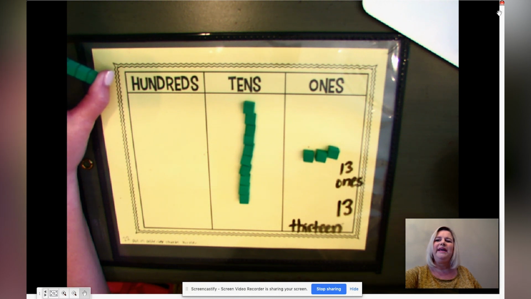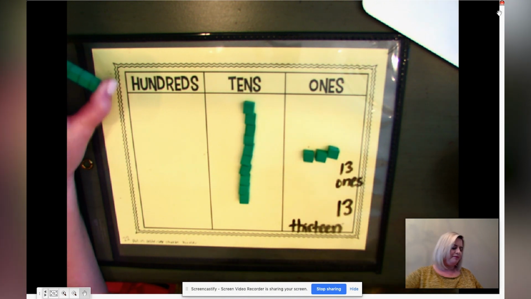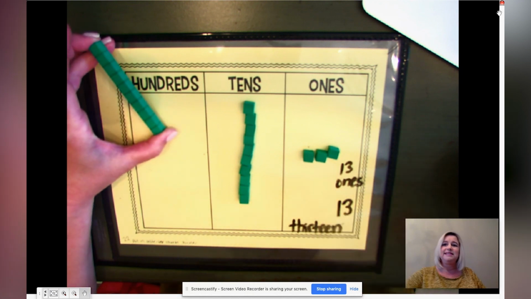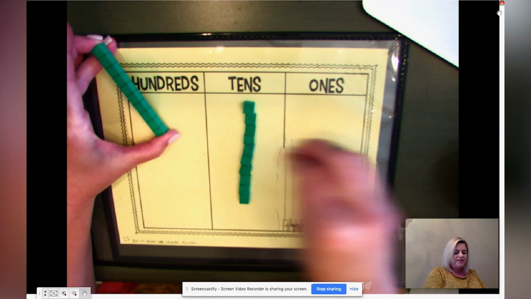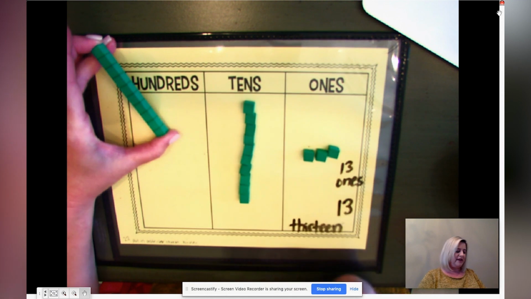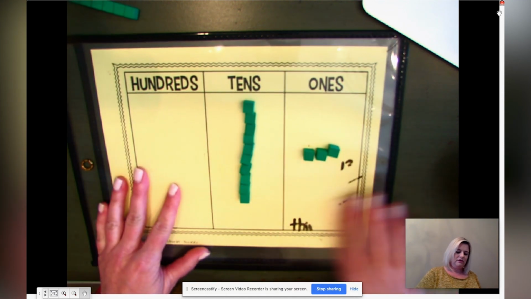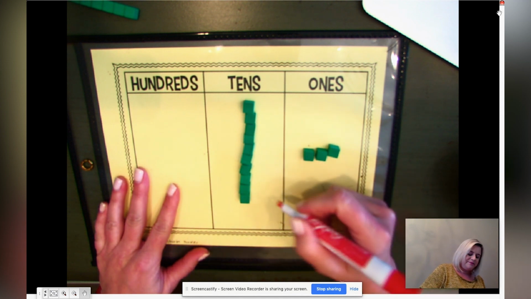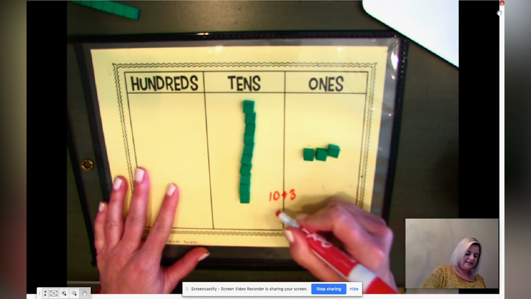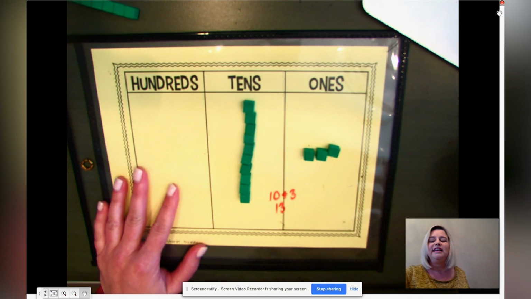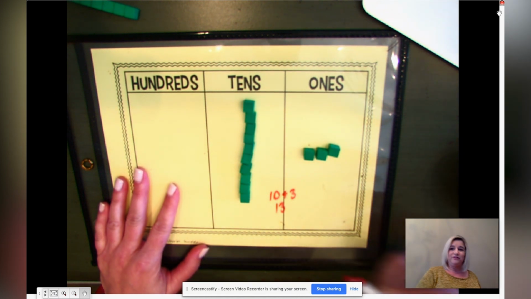Now, we need to write these down as well. Let's think. When I had 13 ones here, I quickly was able to move the ones over and make a 10. So what are the different ways we could write this number? We could write this number as 10 plus 3. We could write this as 13. Can you think of another way we can write it? The number 13, very good.